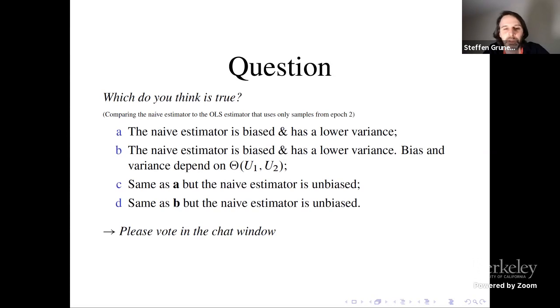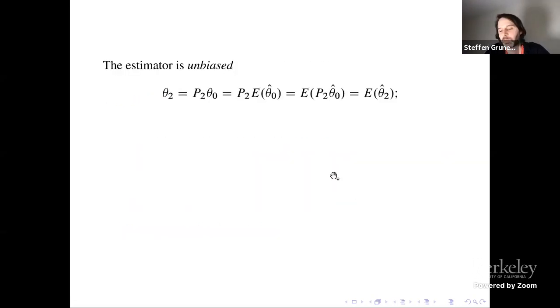I'll answer the first question directly: the estimator itself is unbiased. That's quite easy to see, so I'll quickly go through that line. θ2 is the orthogonal projection of θ null. Because the maximum likelihood estimator for θ null is unbiased, its expected value corresponds to θ null.